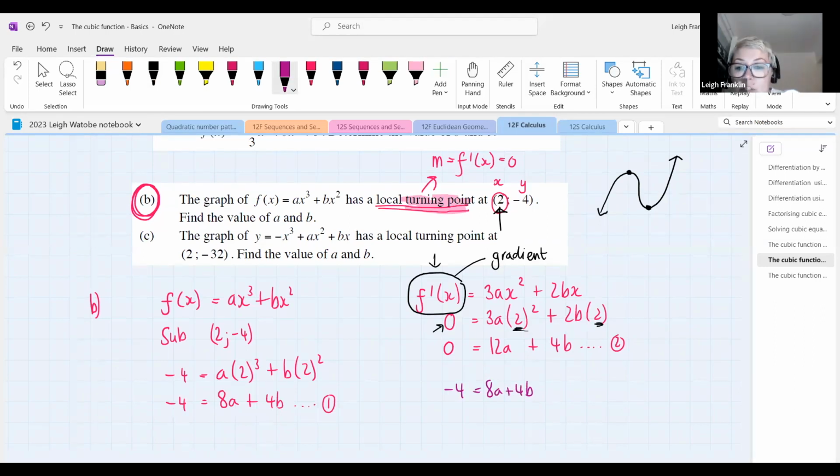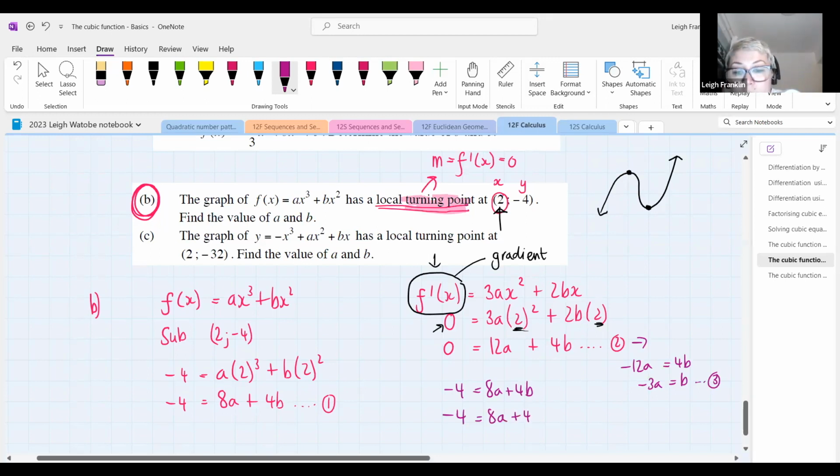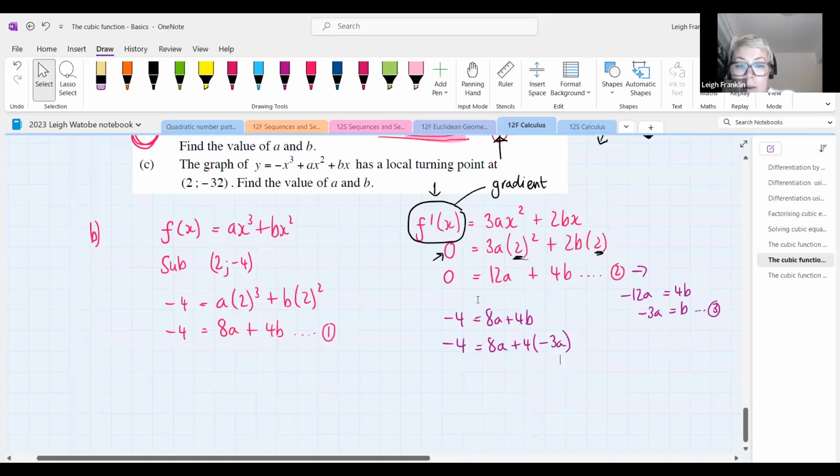Maybe the easiest thing to do would actually be to work with this equation over here and say negative 12a equals 4b, and then divide by 4, so b would be equal to negative 3a. And then that's equation number 3. And then we can go and sub back into our other equation, the first one. So minus 4 equals 8a plus 4b, and then b was equal to negative 3a. And then we'll be able to solve for a.